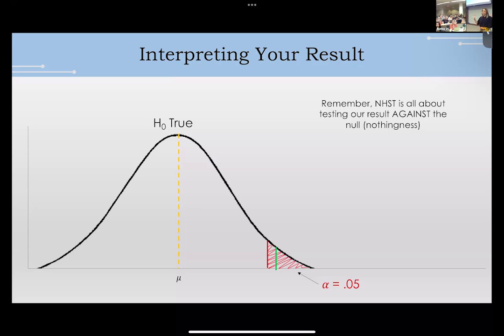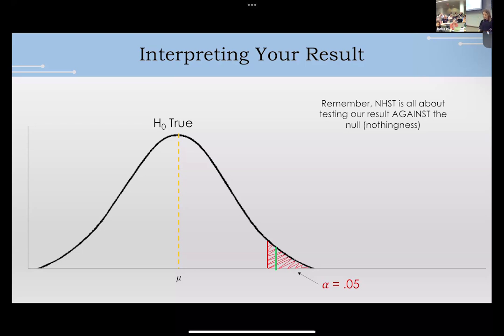But if you want to keep it real simple in your mind, I think I made someone write on their cheat sheet, retain or reject. That is the only option. That's it. They're the only options. So in this case, we are rejecting the null hypothesis.